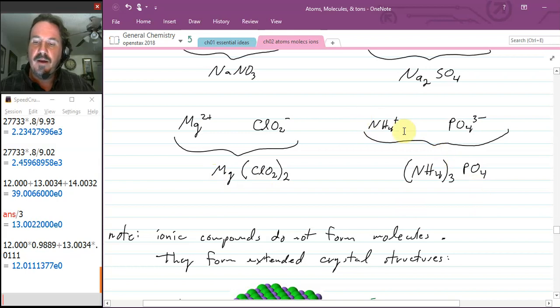Last example, ammonium from the polyatomics, and here's phosphate from the polyatomics. So 1 plus and a 3 minus. All right, I'll need 3 of those, I guess. Put them together like that.